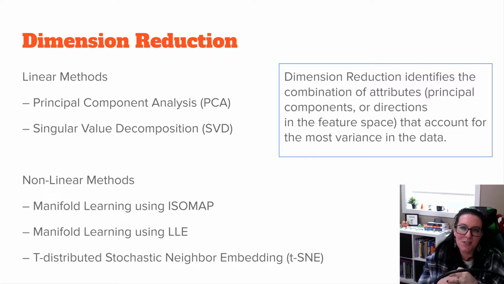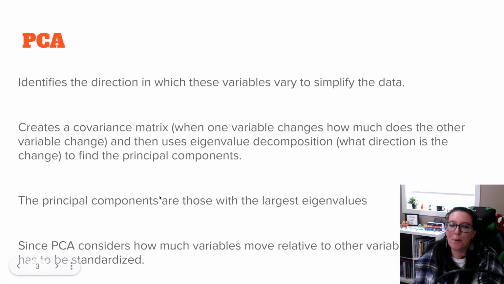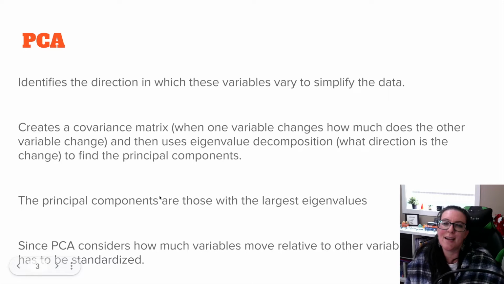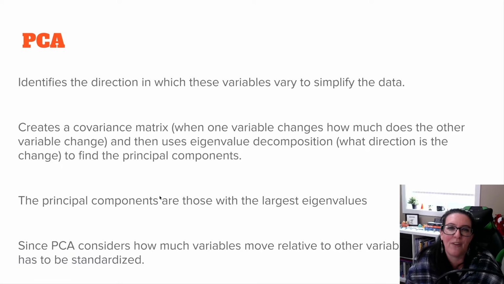There are linear methods for dimension reduction called principal component analysis and singular value decomposition. There are also nonlinear methods. There's two that we're going to talk about that are called manifold learning, one that is an isomap and the other one is called LLE. And then we have something called t-distributed stochastic neighbor embedding. So we'll go through all those in the next couple videos, but we'll start now with the basics of principal component analysis.